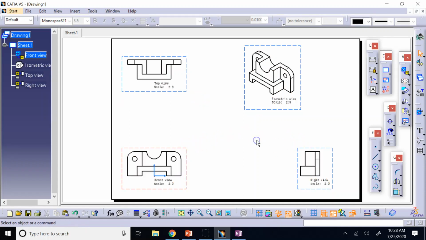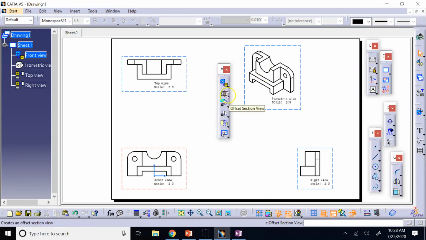So let's say I want to cut the front view. Where is the section? It is under the view toolbar, and it is the second one from the top. If you expand it, there are several types of views, but what we really want right now is the offset section view. So we click on it, and here you can draw a line that resembles the cutting plane in this view. So here, say I want this line, and whenever you're done, you have to double click, right?